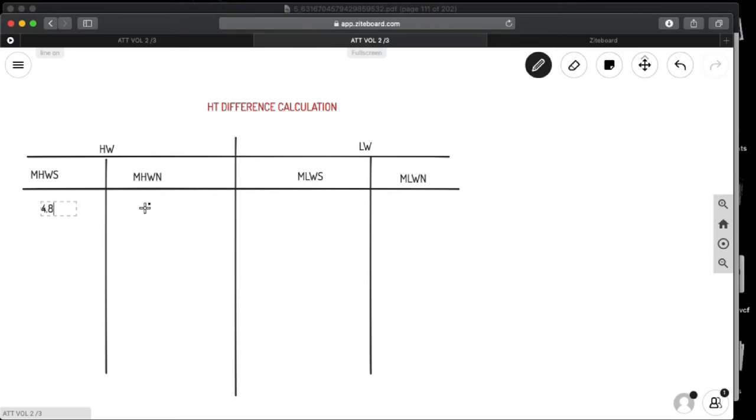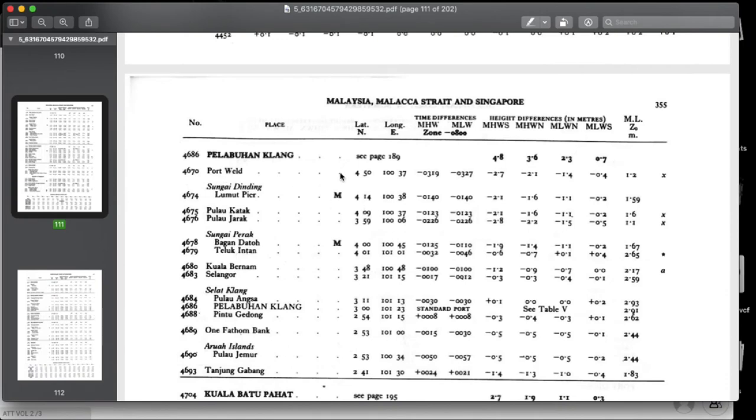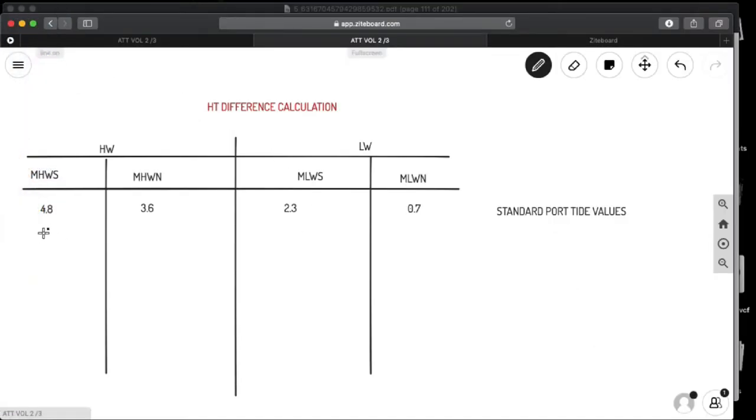So the values go 4.8, 3.6, this one is 2.3 and 0.7. These are the standard port tide values. Next, we need to write the corrections that we get from the ATT. The corrections for the secondary port are minus 2.7, minus 2.1, minus 1.4, minus 0.4. Let's write it there: minus 2.7 for this, minus 2.1 for this, minus 1.4 for this, and minus 0.4 for this.